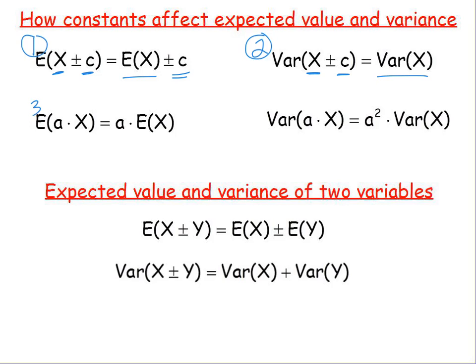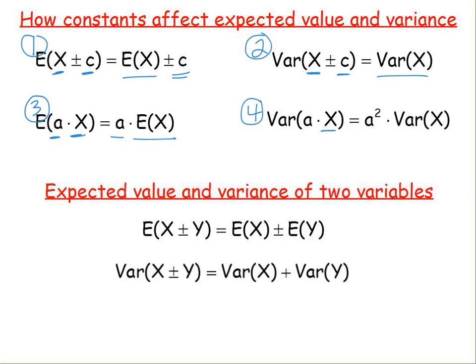Now, what happens if we multiply? This is equation 3. If you take each x value and you multiply it by a number, then you simply take the expected value and you multiply it by that same number. Pretty logical. Variance, this is equation 4.